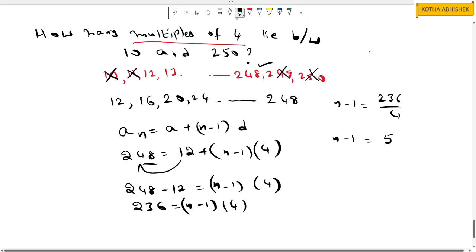4 5 is 20, 4 and 36. So n minus 1 equals 59. Taking minus 1 also to the right side, n equals 59 minus 1 becomes plus 1. So n value is 60. It means total 60 numbers are there which are multiples of 4 starting from 10 to 250.